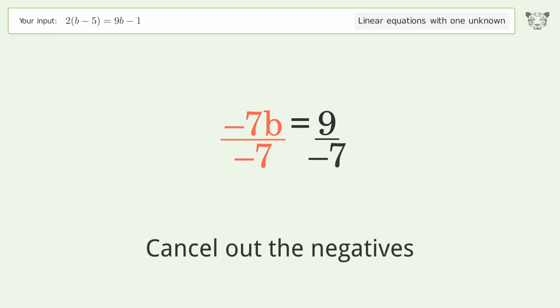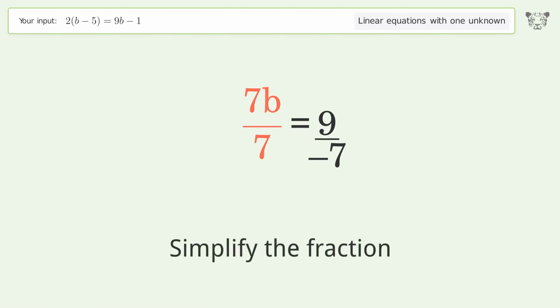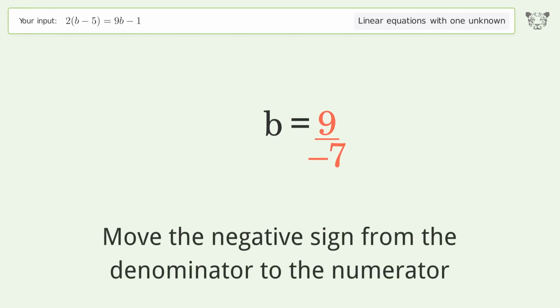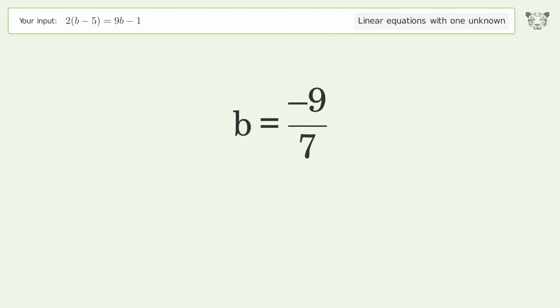Cancel out the negatives. Simplify the fraction. Move the negative sign from the denominator to the numerator. And so the final result is b equals -9/7.